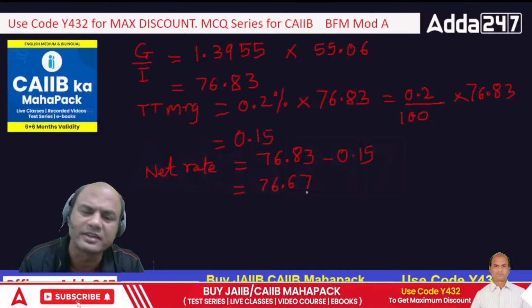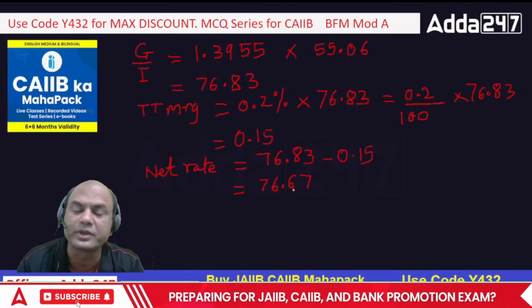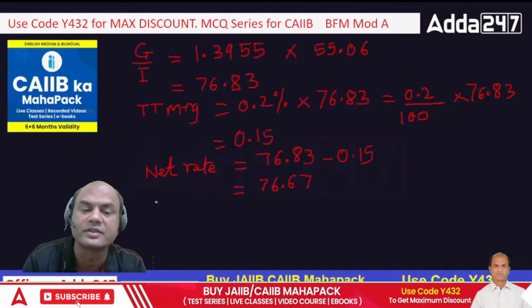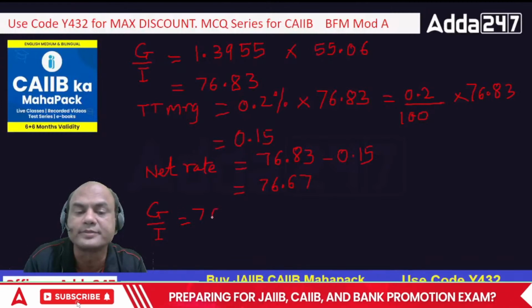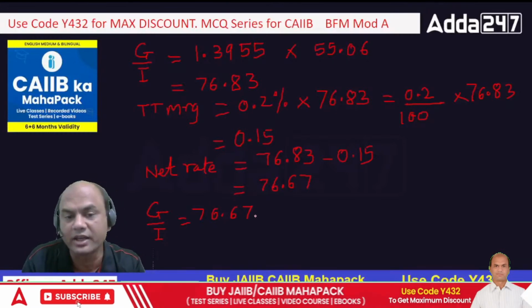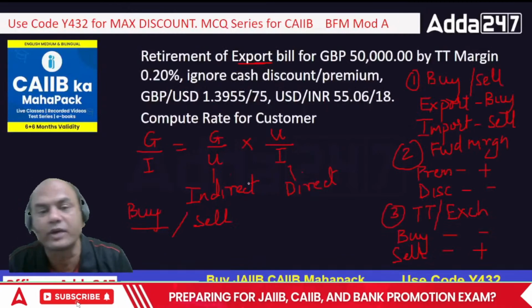76.67 or 68, that's okay, anything is okay. So the net rate is what? 76.67 you are getting. Now what is this 76.67? It means the GBP to INR rate is 76.67. It means if I have to buy 1 GBP, I'll have to pay 76.67 rupees. That's the meaning. So that was the problem, and this is your final answer.